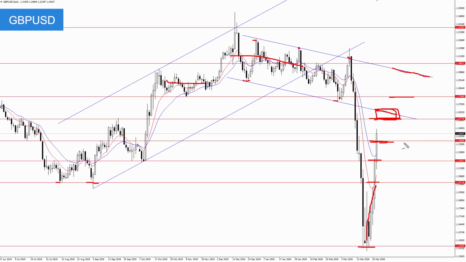So while you could try to buy from 123.80 or perhaps even a close above this area up here, do keep in mind that this is an incredibly volatile pair, and we also have a lot of key levels to deal with just above Friday's closing price.